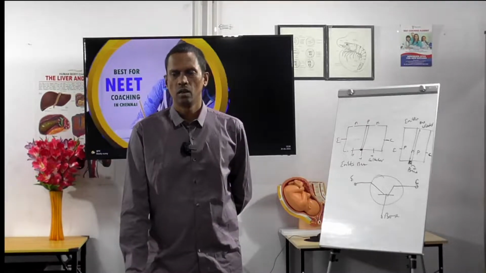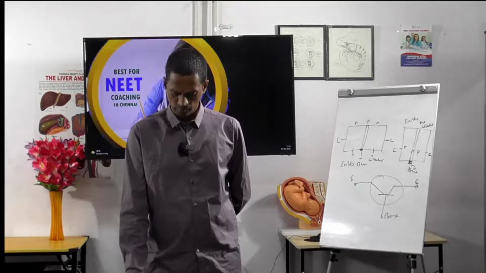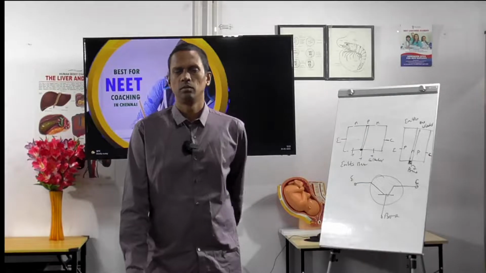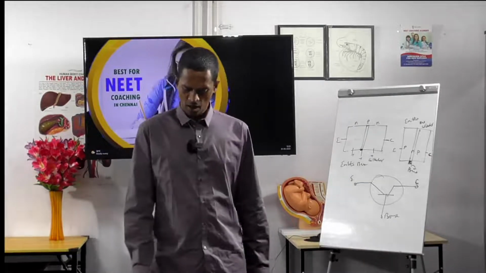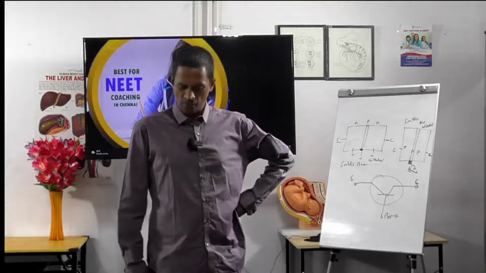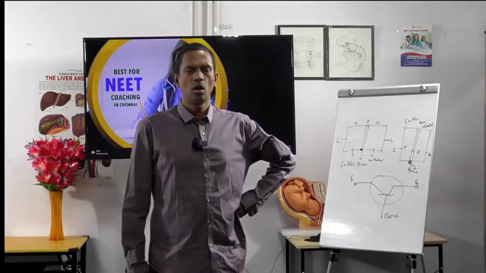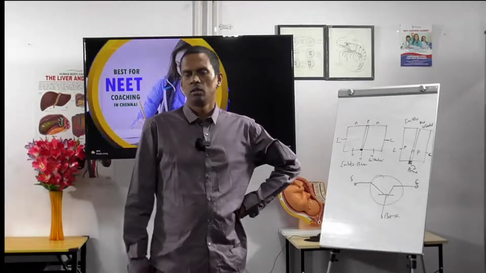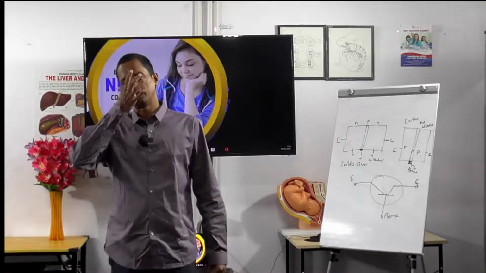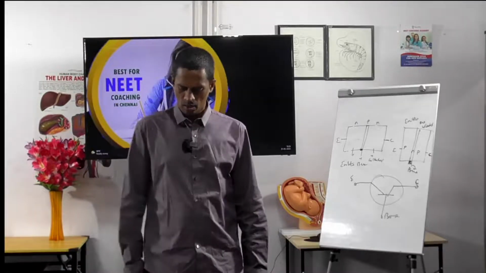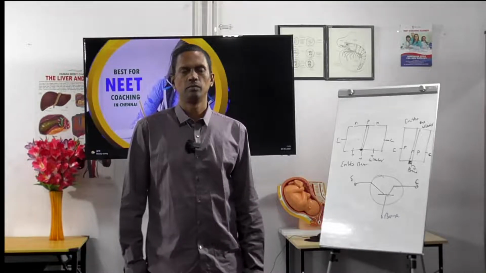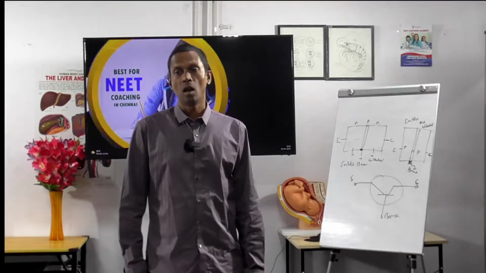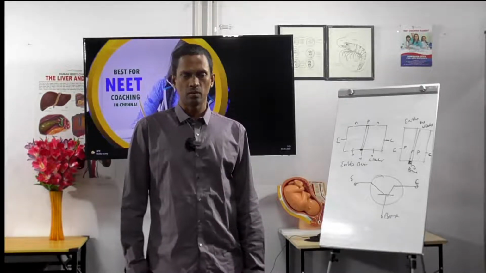Emitter is denoted by E. It supplies a large number of majority carriers.